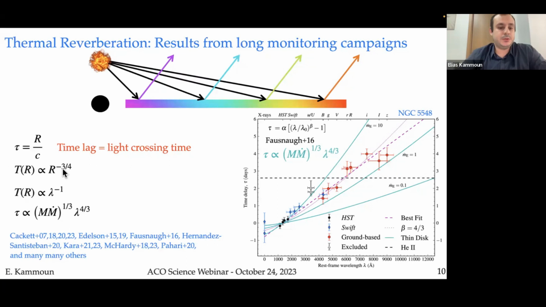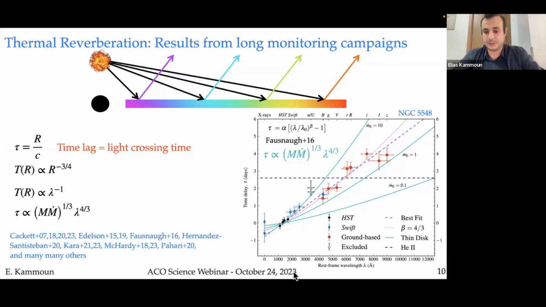So we can attribute to each radius a certain temperature, assuming that each radius will emit a black body. So the temperature is proportional to 1 over the wavelength. Then by putting it all together, we can estimate the time lag to be proportional to mass times the accretion rate to the power 1/3 and times lambda to the power 4/3. And practically, these are the observations here. So these are the observations of NGC 5548.